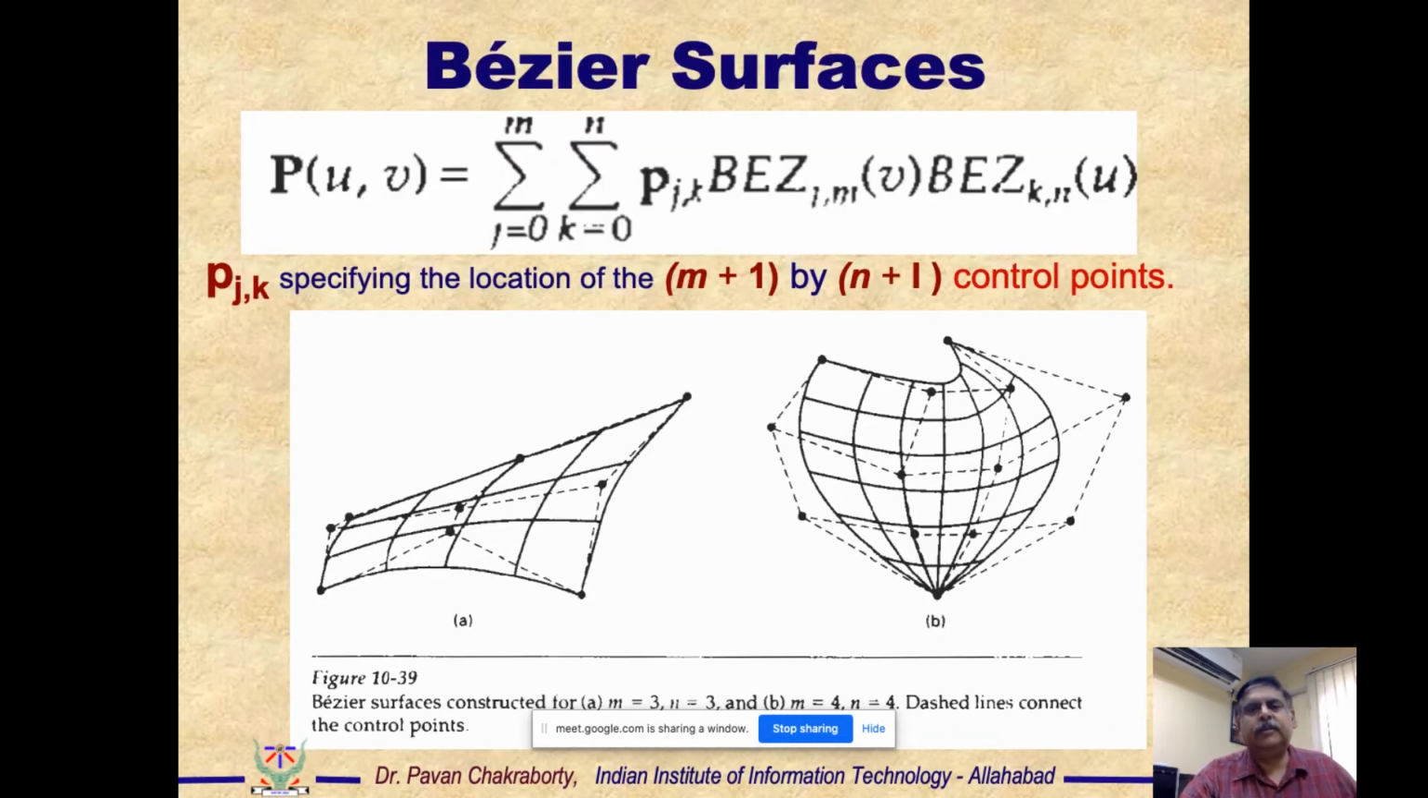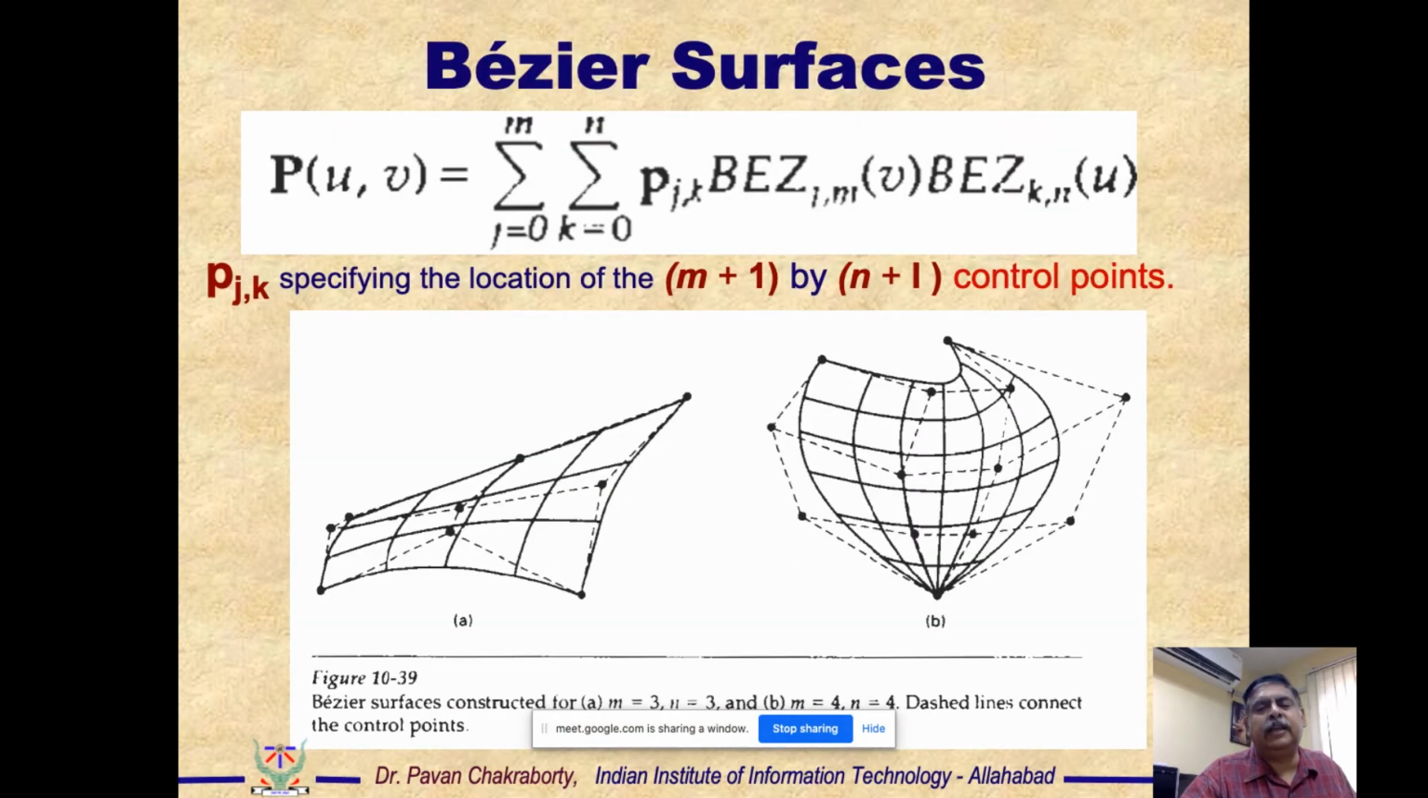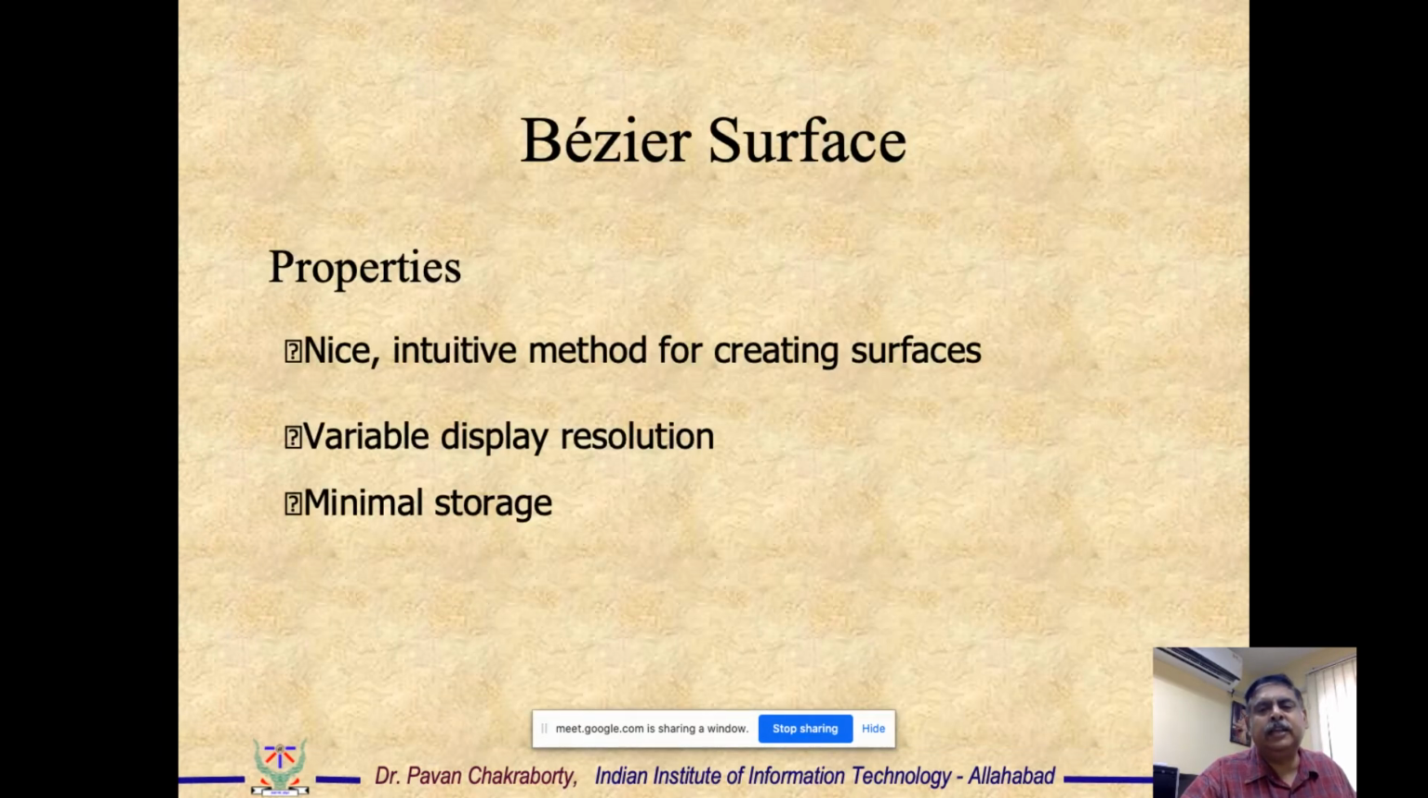graphics. So the Bézier function is given here, this is in 2 dimensions. Similarly, we can apply the Bézier function.